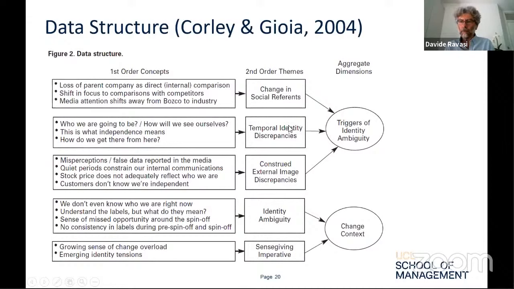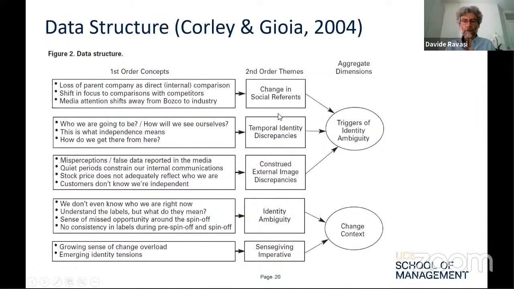If you tell one of your informants at Botsco, after the company was spun off, you lost your parent company as a direct comparison, you started focusing more on comparing yourself with the competitors, and you noticed that the attention of the media shifted away from your company to the industry, they would say, yes, pretty much that's what happened. If you tell them, after the spin-off, there was a change in social reference, they would go like, sorry, what? They may not immediately understand, because this is the language of academia.